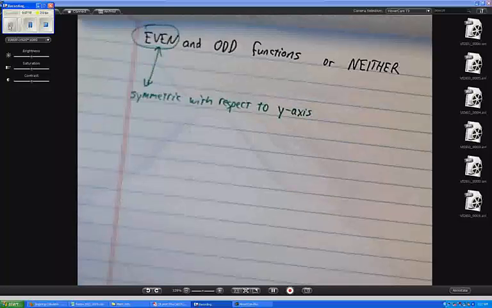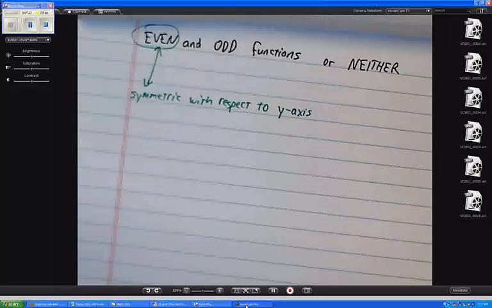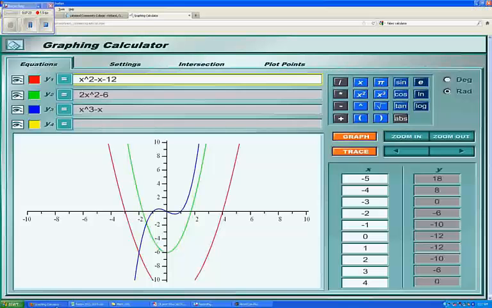And I'll show you what I mean. Let's look at the pictures of the graphs we just did. I have 3 different colors of graphs. Can you tell me which one of these looks symmetric with respect to the y-axis? Is it blue, green, or red? The green one.